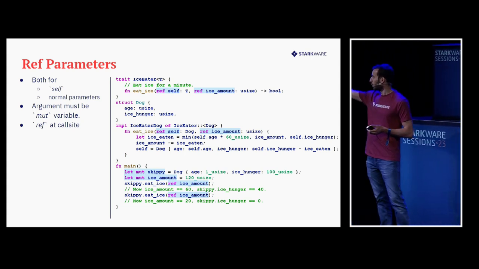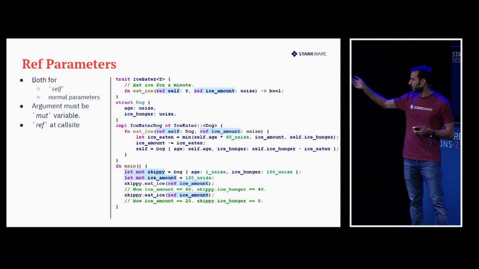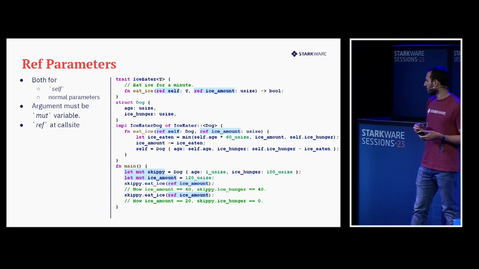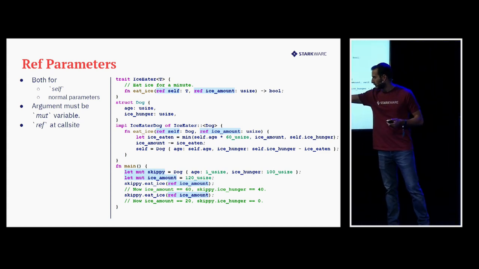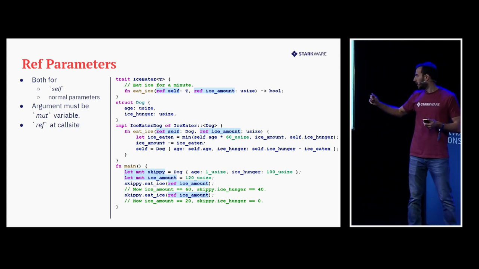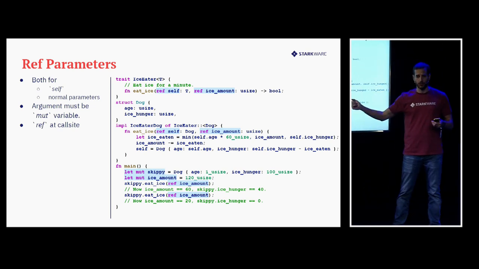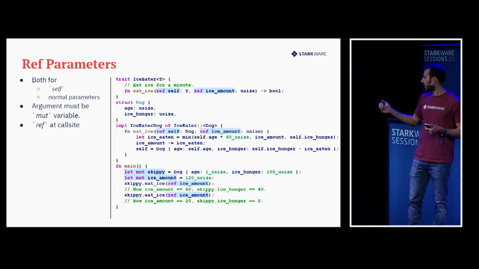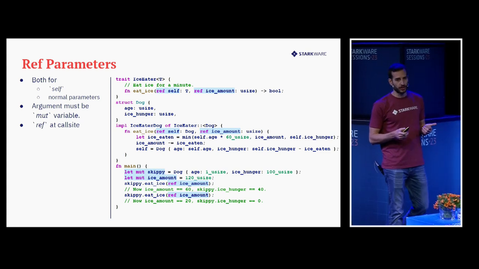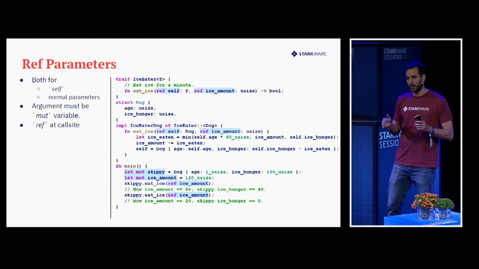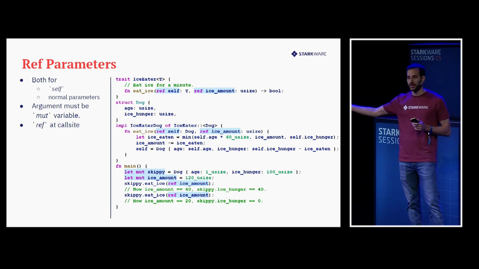One more thing is that we can use refs for both normal parameters, like ice amount here, or for the self parameter that we have. And as you can see in the implementation, we can actually change these parameters, and it will change on the call site. In the call site, we define mutable variables to use for the ref parameters, because otherwise they cannot change. And we enforce the ref keyword in the call site so that it's very readable that something might change. The only exception is the self parameter, like Skippy here, which doesn't specify ref.